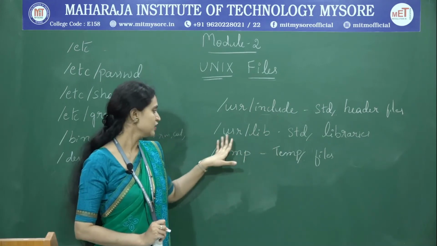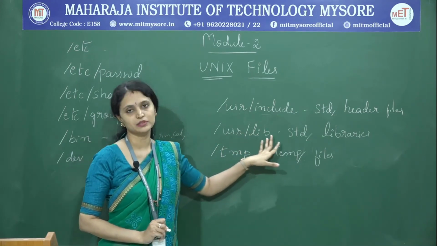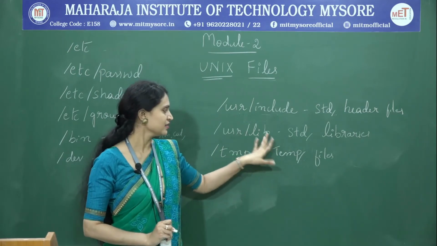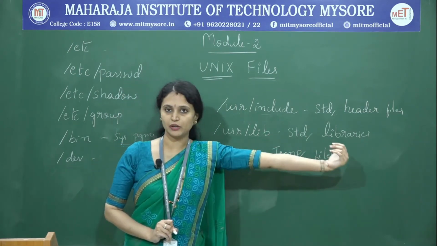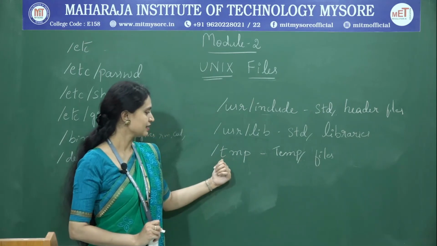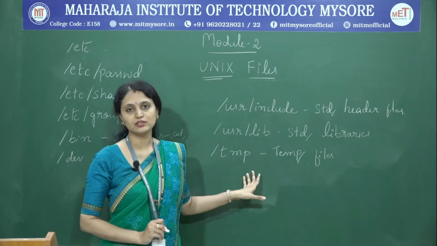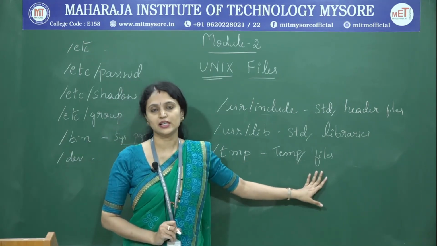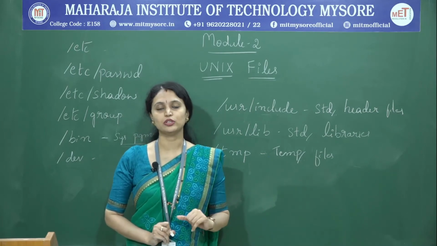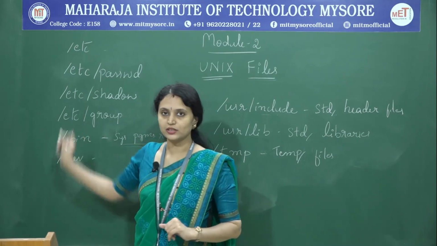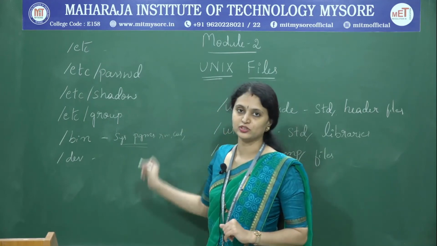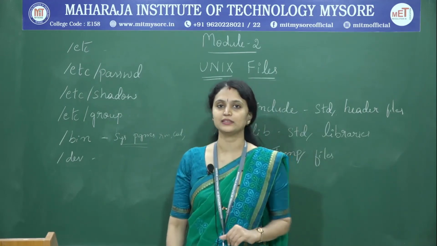Next one, /usr/lib. The name itself says it stores standard libraries. And next /tmp, it stores all temporary files that are generated by the program during execution. So, these are the most commonly used file systems in the UNIX operating system.